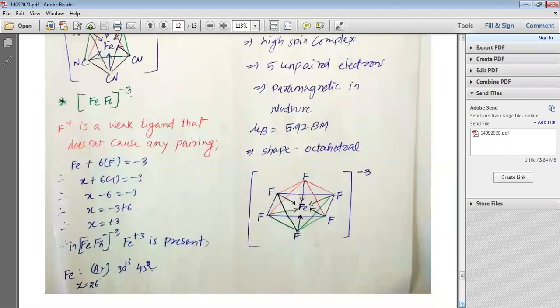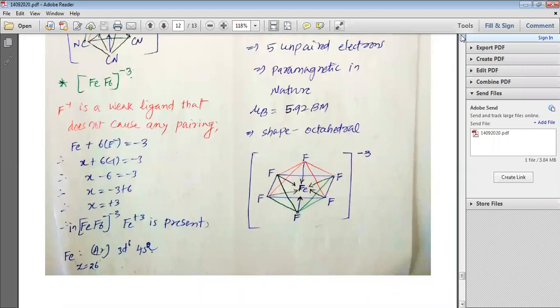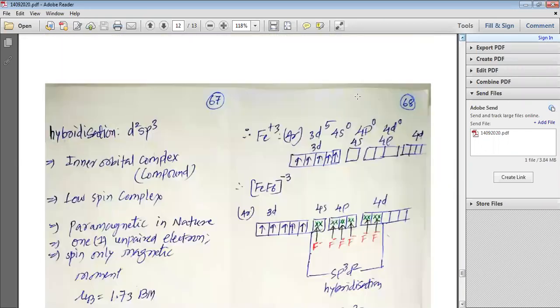Now we are going to study about FeF6, my dear students. F minus is a weak ligand that does not cause any kind of pairing. You can see that the oxidation state of Fe has been calculated as plus 3. Fe, Z is equal to 26, so argon 3d6 4s2. When Fe plus 3 forms, 2 electrons from 4s and 1 electron from 3d go out, and Fe plus 3 would be 3d5 4s0 4p0 4d0.